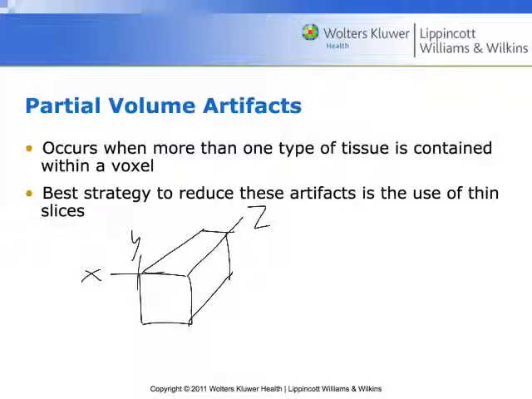So if, for example, there was something inside of this voxel that's of a different attenuation value, it's going to average that out across that entire area. Versus if we have voxels that are of the same size, you can see that now it's going to appropriately sample the voxels and be able to detect that element there. So again, the best strategy is to use thinner slices.